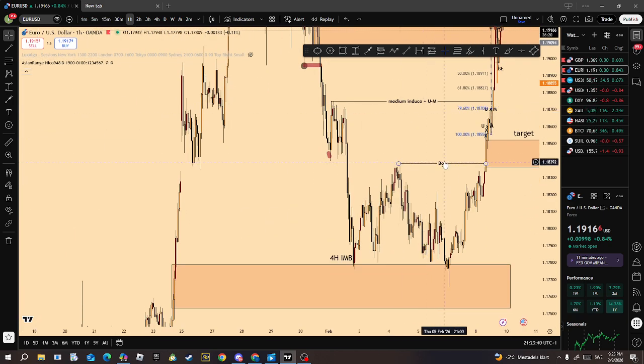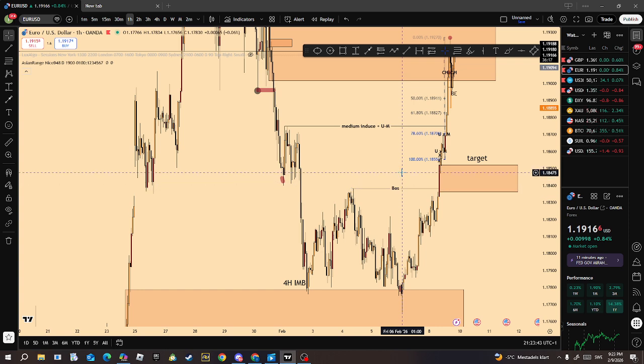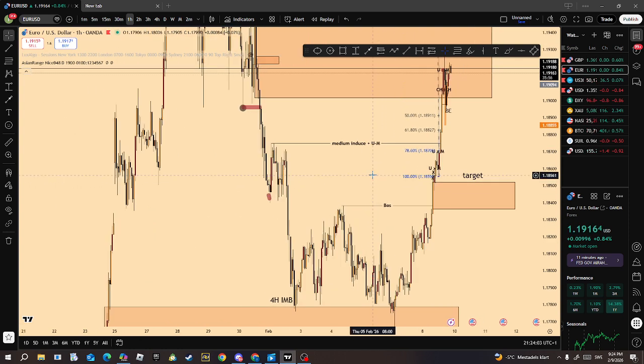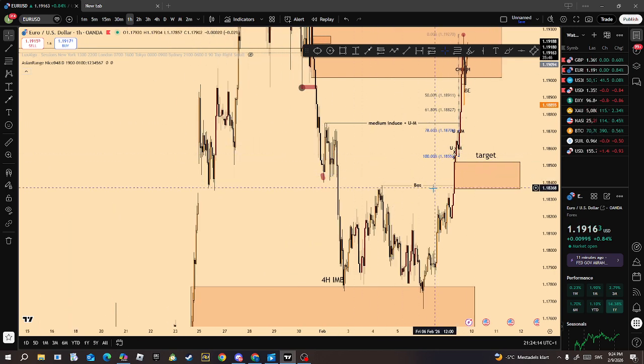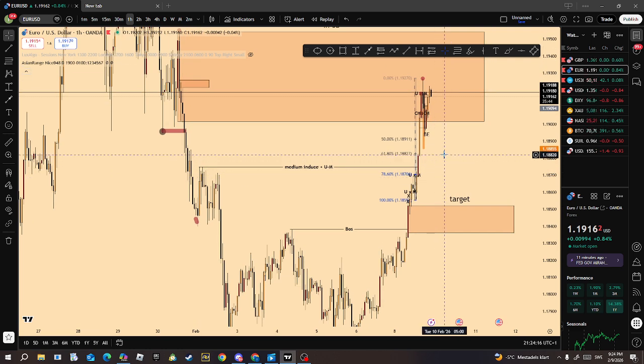And so here we have a BOS. Anyways, so I saw a medium inducement, I saw BOS, and I saw my breakaway. So from here I saw that buyers were in control.